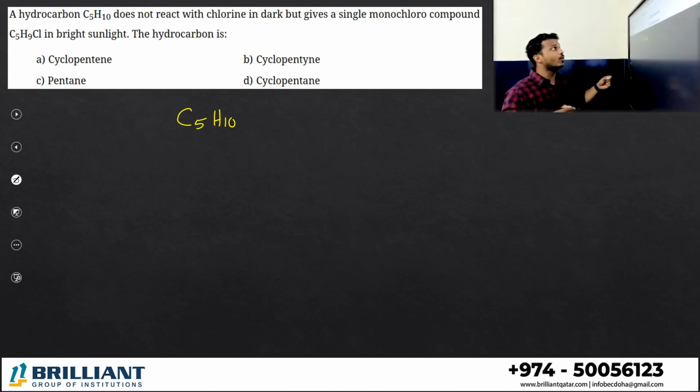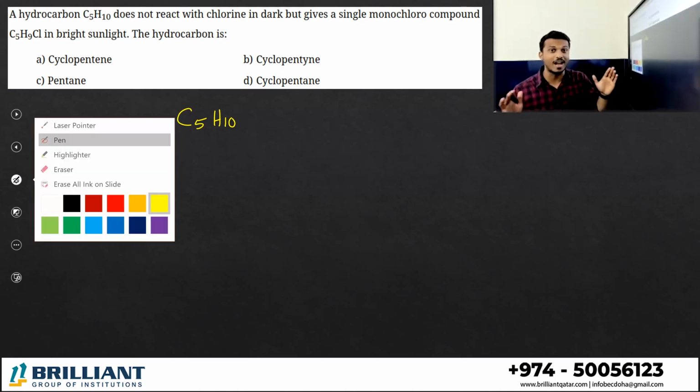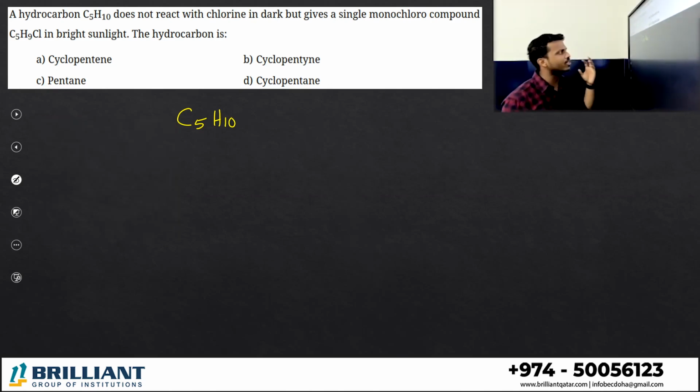A hydrocarbon C5H10 does not react with chlorine in dark, but it gives a single monochloro compound C5H9Cl in bright sunlight, which means it can undergo substitution reaction in presence of sunlight. Yes or no? So it should be an alkane. It should be a hydrocarbon alkane. What are the possible structures of C5H10, dear student? C5H10 can be an alkene. It is a formula of which one?